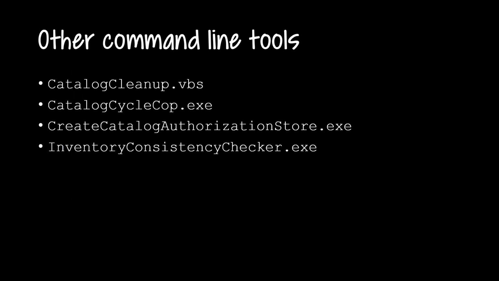Now there are a number of other command line tools. We have catalog cleanup.vbs, which is a VB script that deletes temporary tables from the catalog system. The catalog system uses temporary tables to store search results or the result of a category query. Now for performance reasons, it can be necessary to clean up those tables.